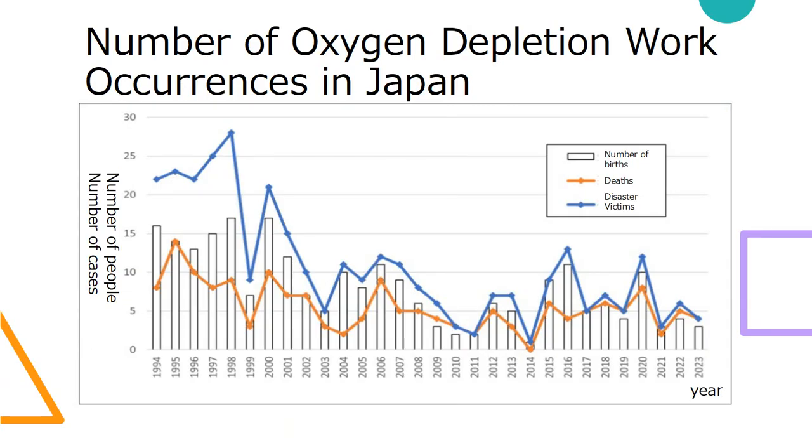Did you all know? This graph shows the number of work-related accidents caused by oxygen deficiency in Japan, as well as the number of fatalities and victims. In 2023, there were 3 occupational accidents due to oxygen deficiency, 4 victims, and 4 fatalities, resulting in the loss of precious lives. Oxygen deficiency is occurring worldwide and is a problem. The most important thing to note here is that the number of victims is close to equal to the number of fatalities. Even if they are lucky enough to survive, many are left with serious disabilities.